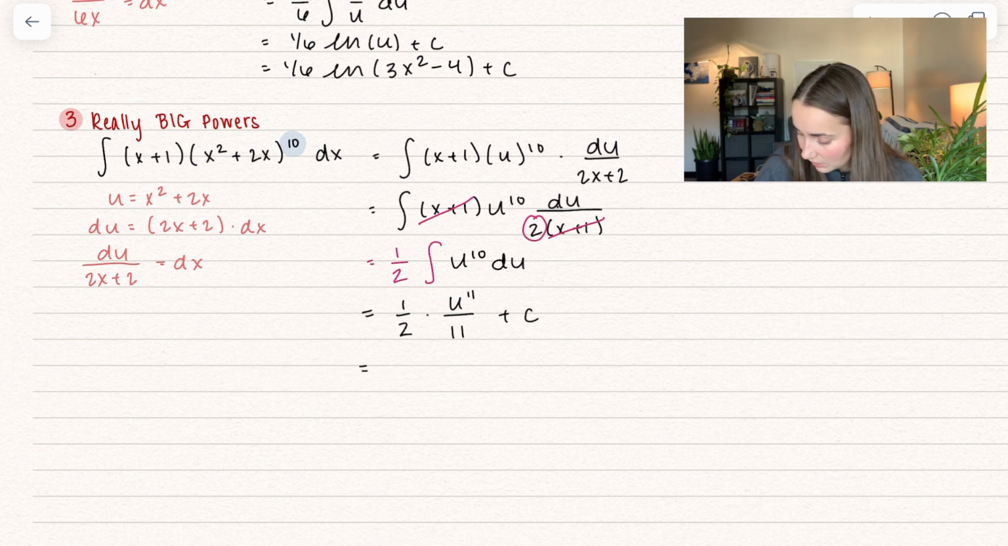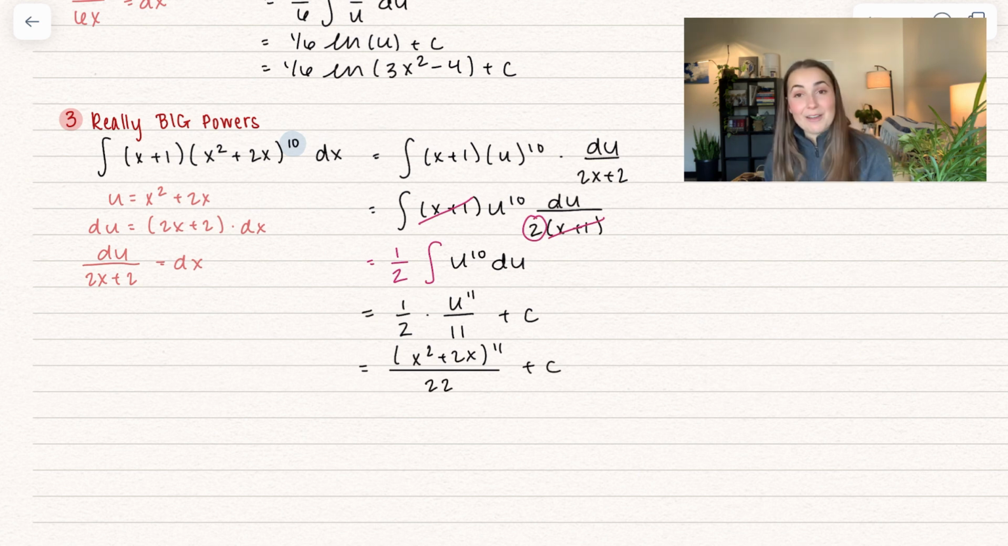So if we wanted, we could rewrite that. The u is equal to (x squared plus 2x) to the power of 11. And in the denominator, now we get 2 times 11, which is 22, plus c. And that right there is our solution. So if you see really big powers, try setting that inside equal to u.